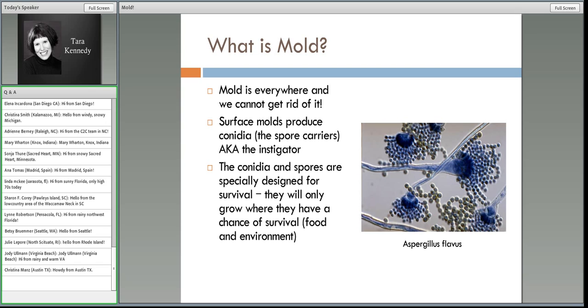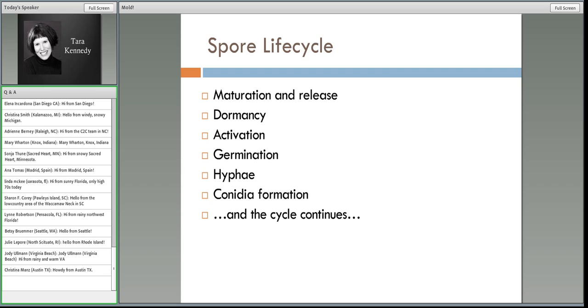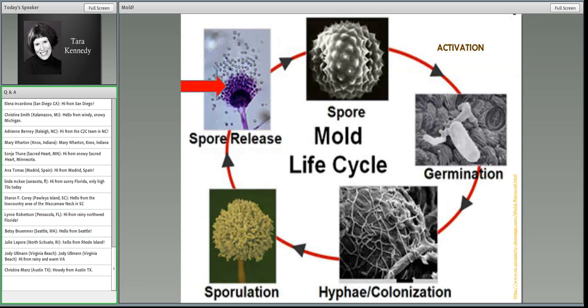So a little bit about the spore life cycle. There's maturation and release, dormancy, activation, germination, hyphae, conidium formation, and the cycle continues. I will show a pictorial version of the life of a spore. I talked about the conidia. That's where the spores come from, and that's what you're seeing there. If you follow the red arrow, it will take you through the mold life cycle.